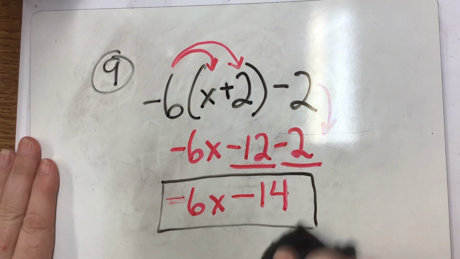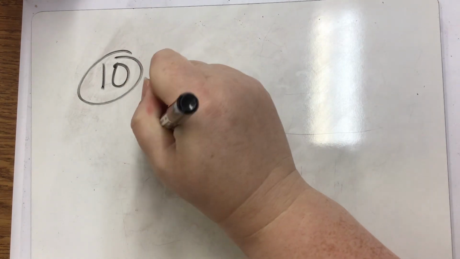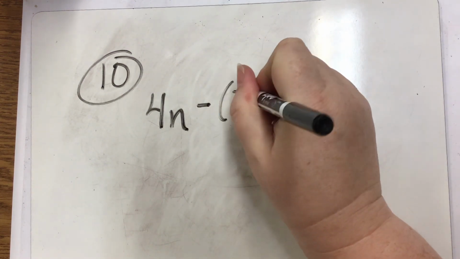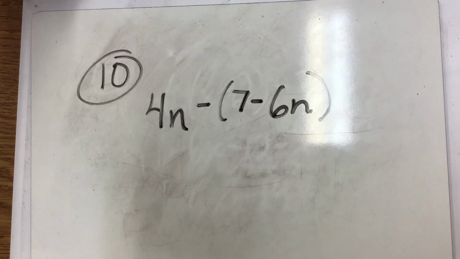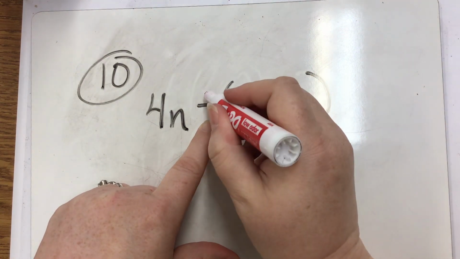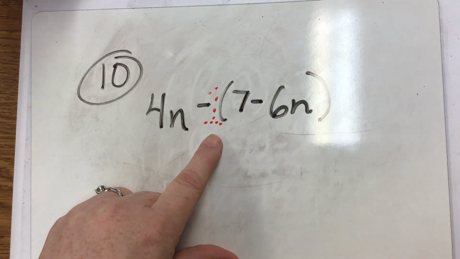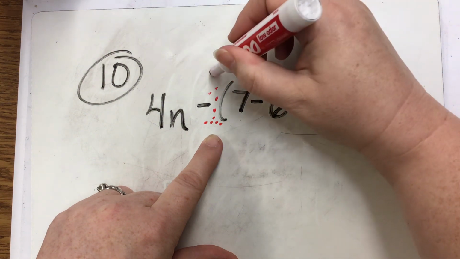All right, here we go. No bell yet. We can keep going. Number 10. Oh, shoot. All right, 4n minus 7 minus 6n. Okay, look at this, guys. There's no number here. Remember, when there's no number, there's what number? An invisible 1. Okay? So let's take that invisible 1 and distribute it.